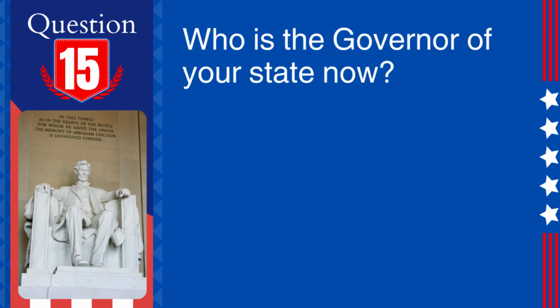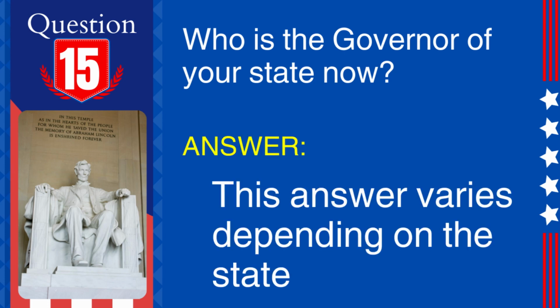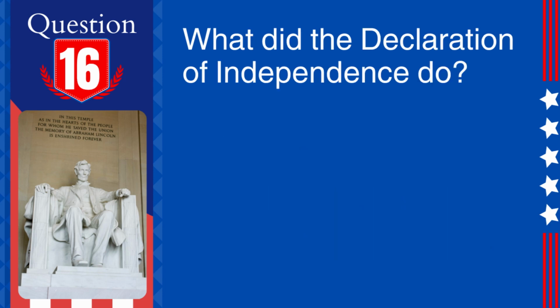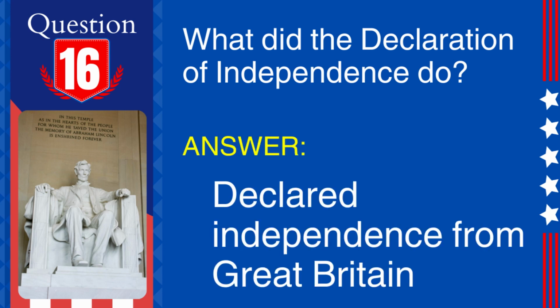15. Question. Who is the governor of your state now? Answer. This answer varies depending on the state. Explanation. Each of the 50 states in the U.S. has its own governor. 16. Question. What did the Declaration of Independence do? Answer. Declared independence from Great Britain. Explanation. The Declaration of Independence, adopted on July 4, 1776, announced the colony's separation from British rule.